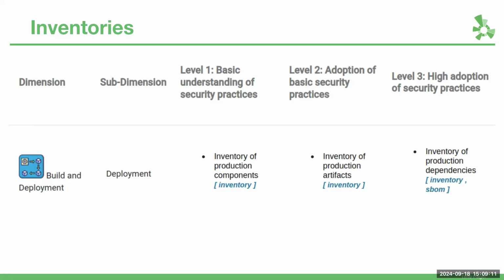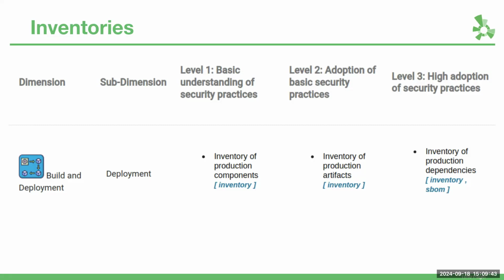And on level 3, you see inventory of production dependencies. So here you at the latest need to automate a bit and use a tool like OWASP Dependency Track, for example, where you track which applications are currently in production, and then you can upload an SBOM, or you generate first an SBOM and then you upload it to Dependency Track, for example, and you see also the dependencies which are used in the applications in production.